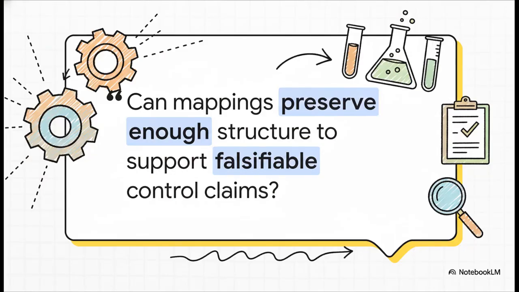This quote right here really nails the standard the framework holds itself to. It says the key question isn't, hey, can we map 100 different things with this? No. The real question is, can these mappings preserve enough of the original system's structure to make testable, falsifiable claims about how to actually control it?